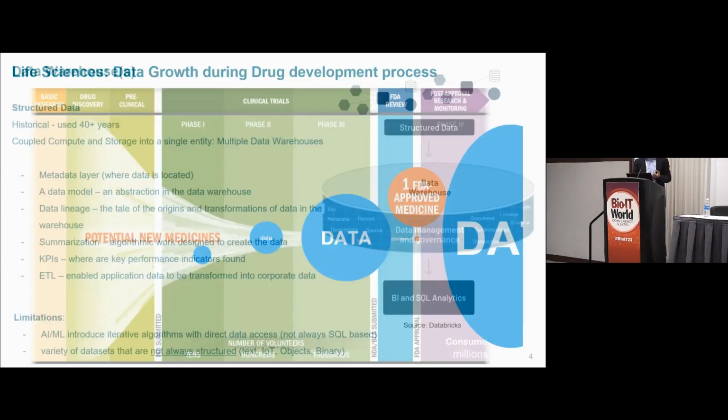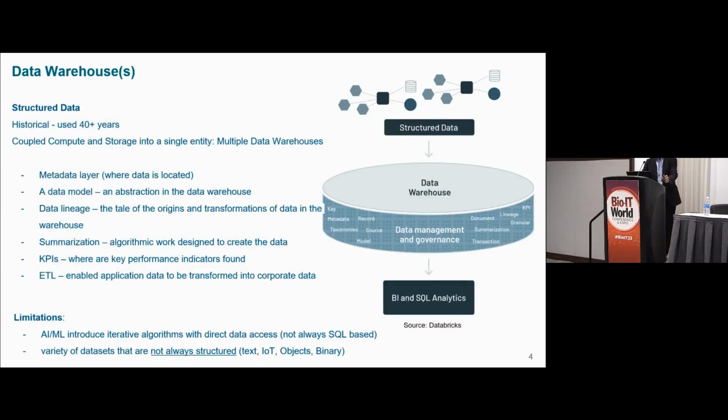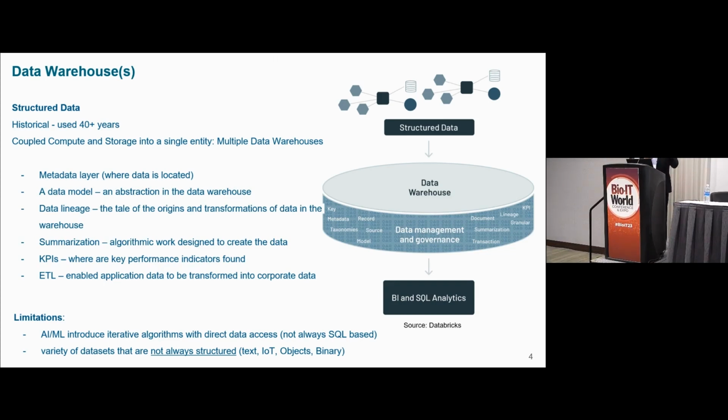I'll step back a little bit. One of the old technologies people have used a lot, for 40 years, is what we call the data warehouse. And it was really successful. It coupled compute and storage. Many retail industries used to run it under the desk. It had a metadata layer, a data model, an abstraction in the data warehouse, and data lineage and things like that. But it had a couple of limitations. One of the limitations is that AI/ML introduces iterative algorithms, and they are not very SQL friendly. You don't get a data frame kind of approach there.